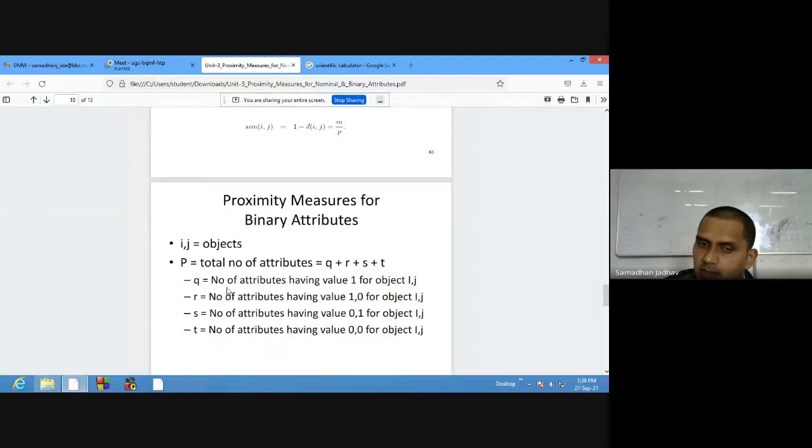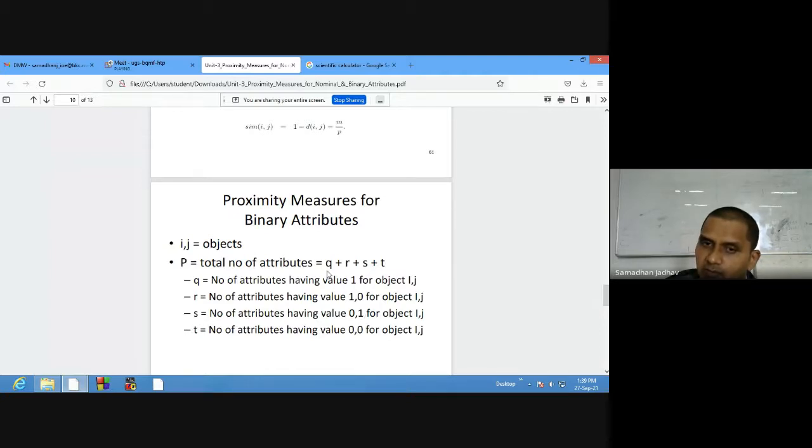Okay, so if both objects have 1, 1, then you can count it in Q. So if there are two such attributes, Q equals 2. If both attributes have 0, then T will be equal to 2. If there is only one attribute where object I has value 1 and J has 0, then R equals 1. And if there are 4 attributes for which object I has a 0 value and object J has 1 value, then S equals 4.